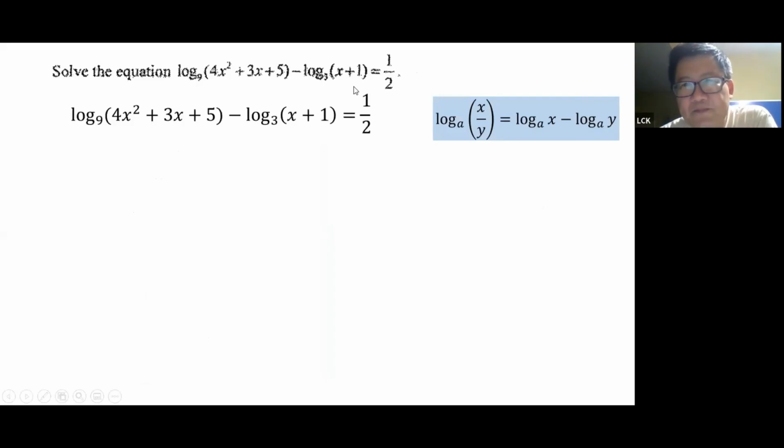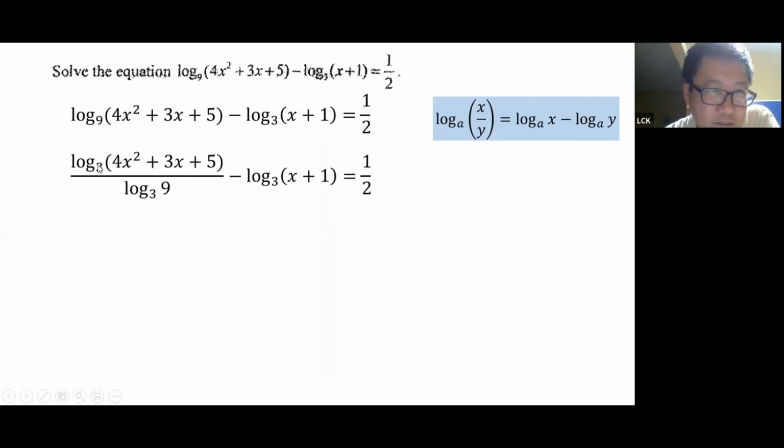Log base 9, log base 3. What do you have to do? It's iOS and Android. All right, so you've got to make everything standard. Why do you want to make everything the same base? Because you want to apply the rules of logarithms. So they have to be the same base. So 9 is 3 to the power of 2. So I'm going to make this base 3 and base 3.